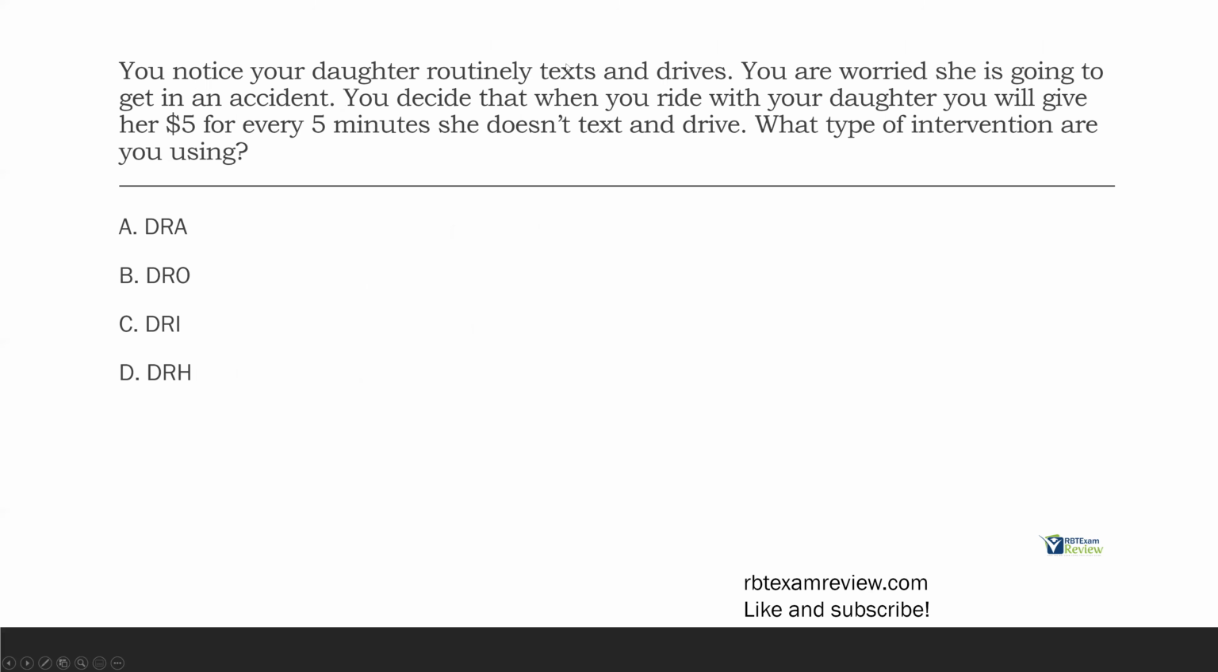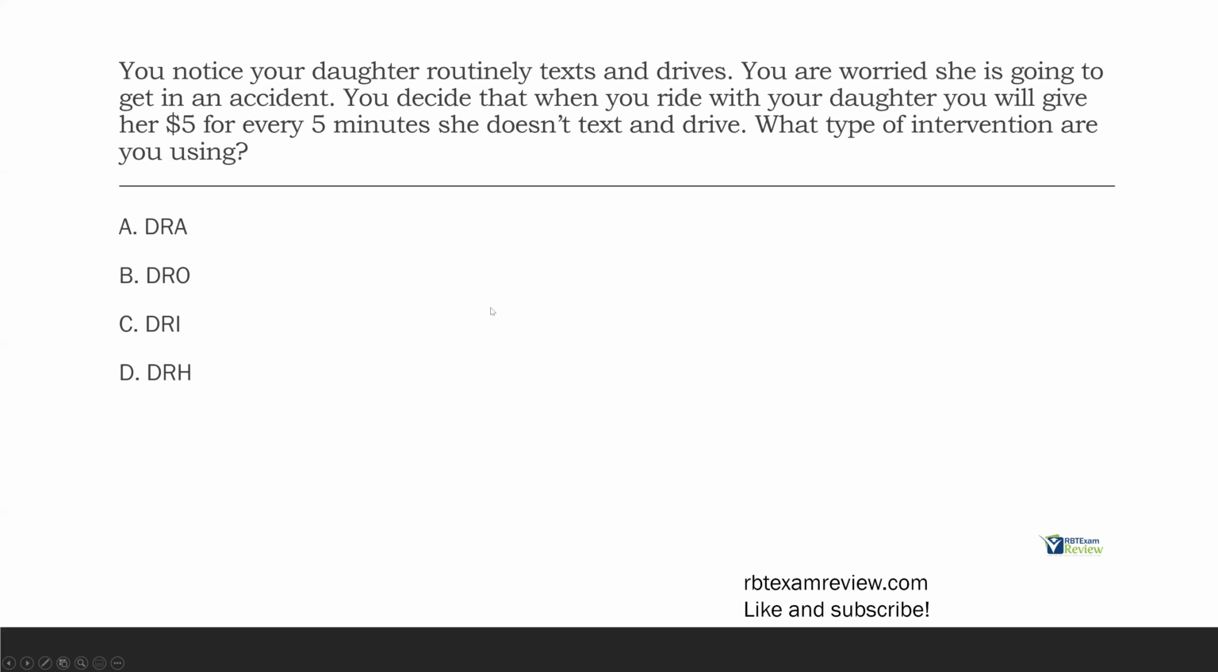You notice your daughter routinely texts and drives. You are worried she is going to get in an accident. You decide that when you ride with your daughter, you will give her $5 for every 5 minutes she doesn't text and drive. What type of intervention are you using? All right, we know it's a differential reinforcement question.